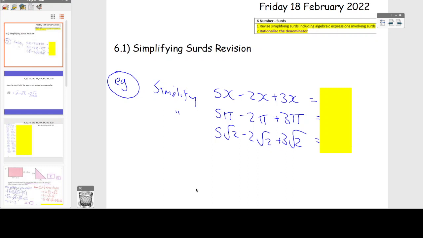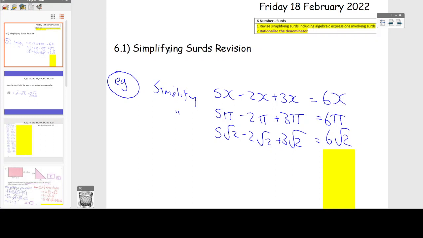Just to remind you, when we're adding and subtracting surds, just literally treat them like x's. So if we had 5x take away 2x, add 3x, well obviously 5x take away 2x would be 3x, and 3x and 3x would be 6x. Similarly with pi's or what have you. And it's just the same with surds. If we've got a whole bunch of root 2's, then you just either add them or subtract them as long as they're all root 2's. So we've got 5 of them here, take away 2 of them here, add 3 there, we're just going to have 6 lots of root 2. So that's an aside really, that's when we're adding and subtracting surds.